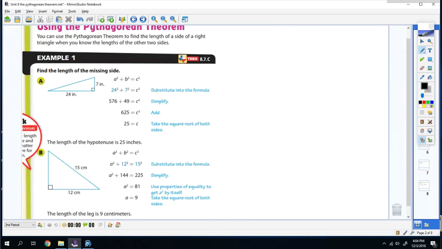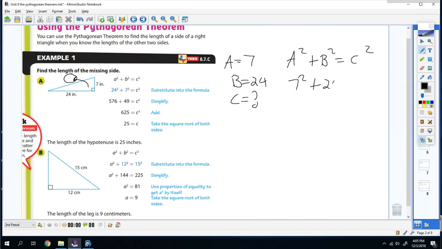So we need to find the length of the missing side. So we need to find this side. Okay? What I like to do is list out what I know. So on letter A, I know A is 7 and B is 24. Again, you can interchange it. You can make A equal 24 and B 7. It does not matter. So I know I'm missing the hypotenuse, which is C. I don't know what that is. I always like to write down what I know and plug in what I don't. So you have A squared plus B squared equals C squared. So you plug that in. So 7 squared plus 24 squared equals C squared.